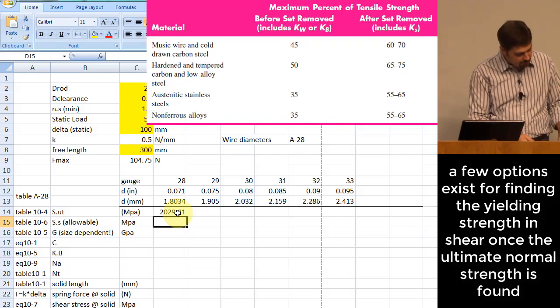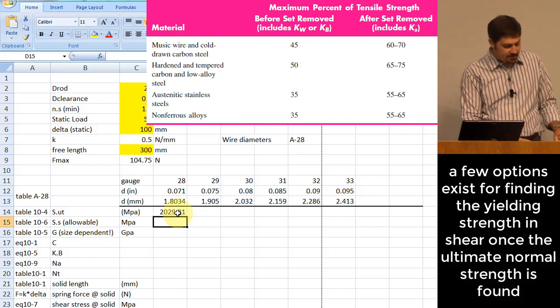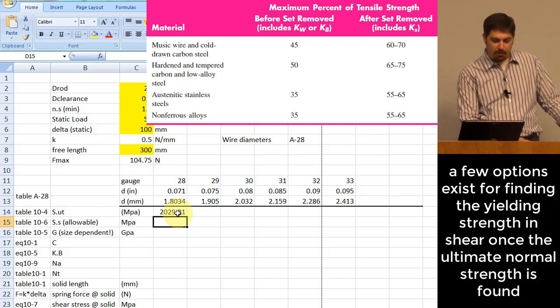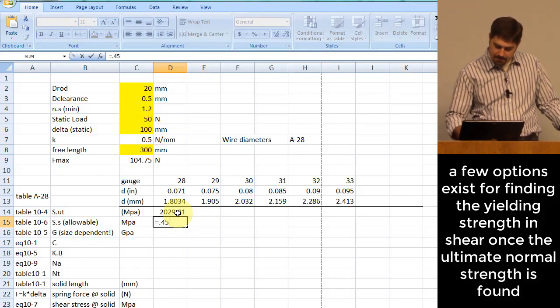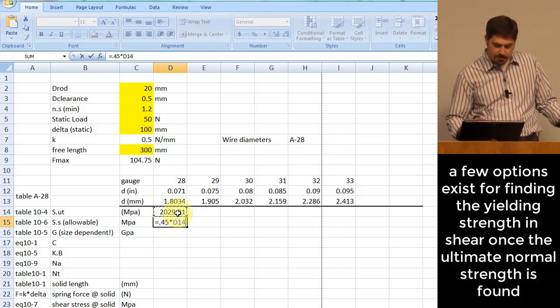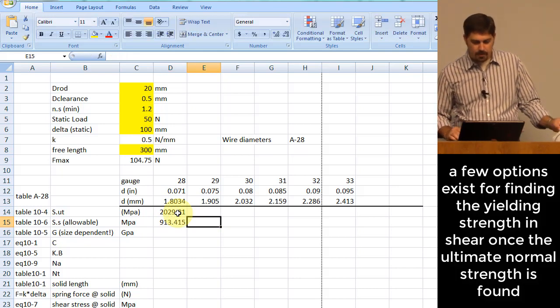It gives you a few different values for different kinds of material, good guesses as far as percentages of your ultimate normal stress to get your allowable shearing stress, or this is kind of your yielding stress in shear. And that's what we're going to use, 0.45. So I put here 0.45 times the ultimate shearing strength. Or excuse me, I keep saying that, the ultimate normal strength. All right.